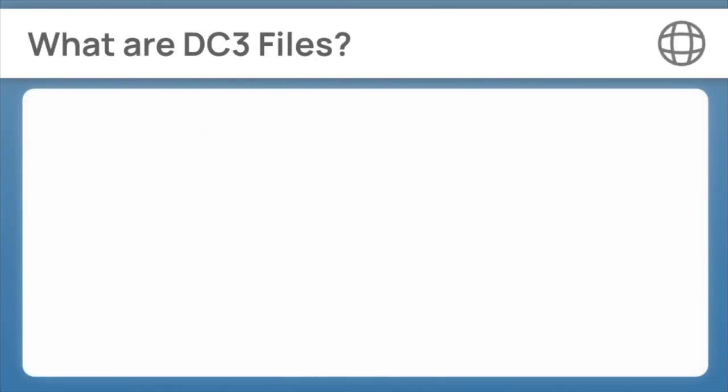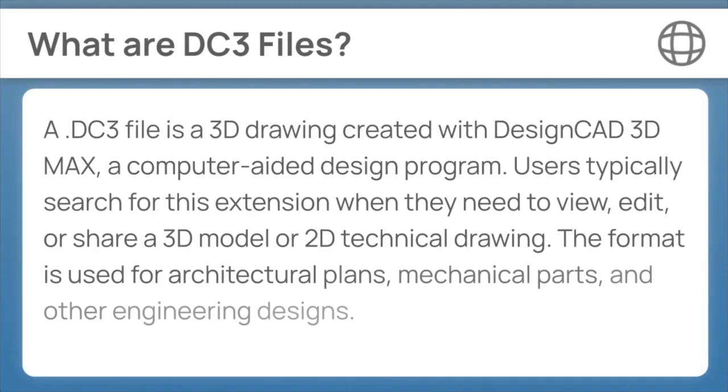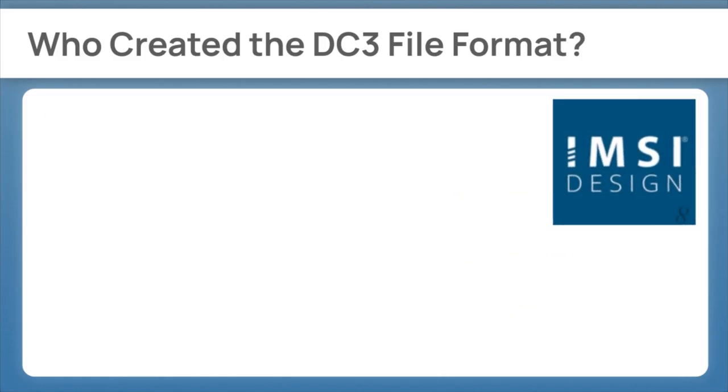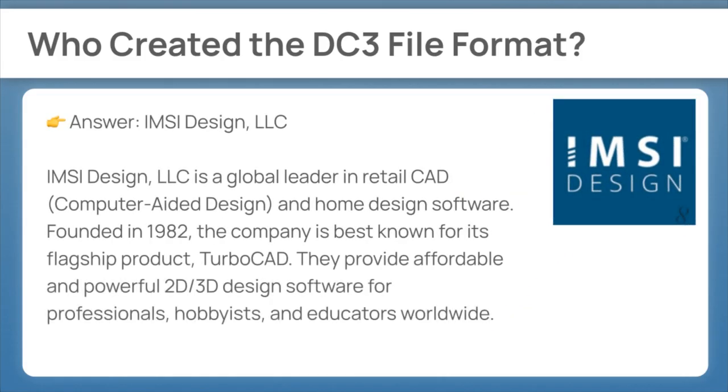A DC3 file is a 3D drawing created with DesignCAD 3D Max, a computer-aided design program. Users typically search for this extension when they need to view, edit, or share a 3D model or 2D technical drawing. The format is used for architectural plans, mechanical parts, and other engineering designs.